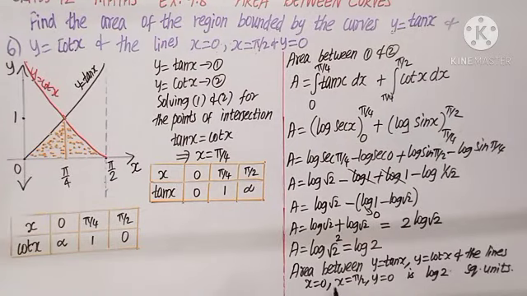Hence we get the area between y equals tan x, y equals cot x and the lines x is 0, x is pi by 2 and y equal to 0 is log 2 square units.